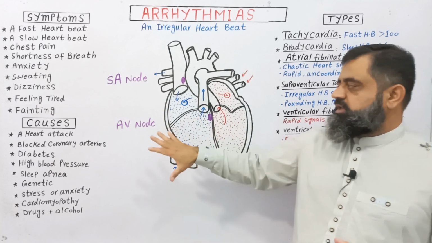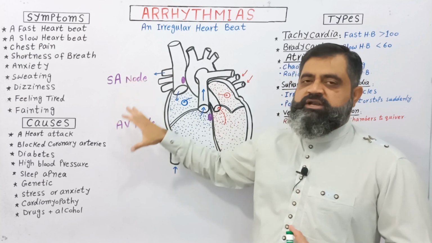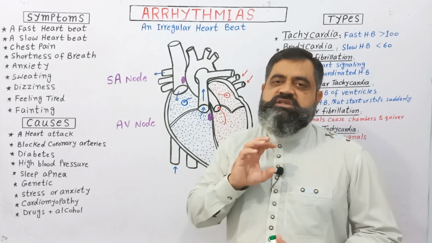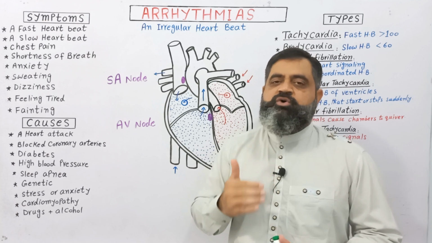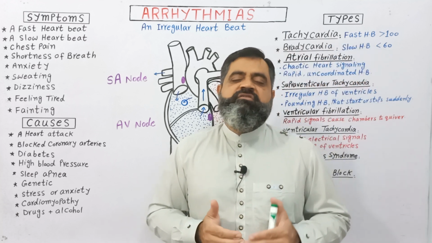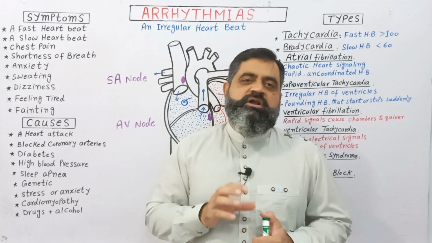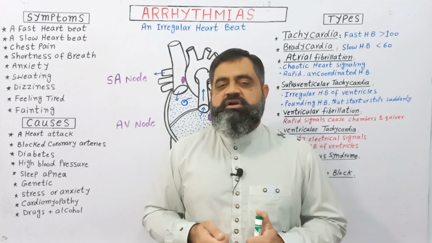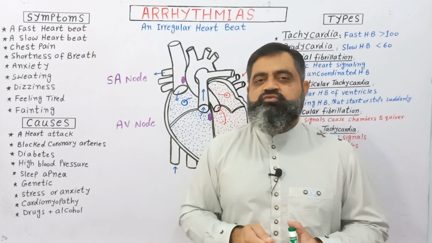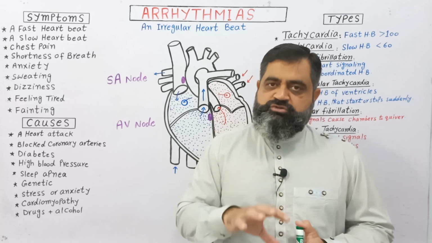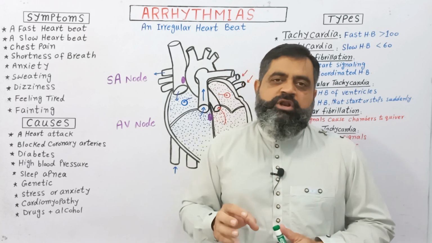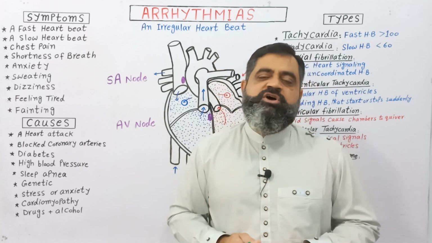So when there is a problem in these nodes, a problem in the signaling of the heart, then there is an irregular heartbeat, which is known as arrhythmias. Arrhythmias usually happen in our normal life. When we exercise or we are having anxiety or fear, the speed of our heartbeat increases. But when we are at rest or sleeping, our heartbeat slows down. But an abnormal increase or abnormal decrease in heartbeat is usually known as arrhythmia.